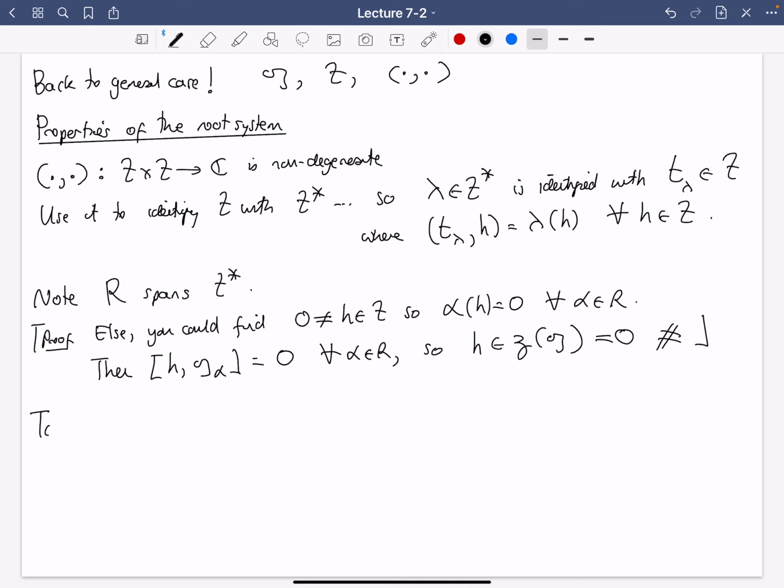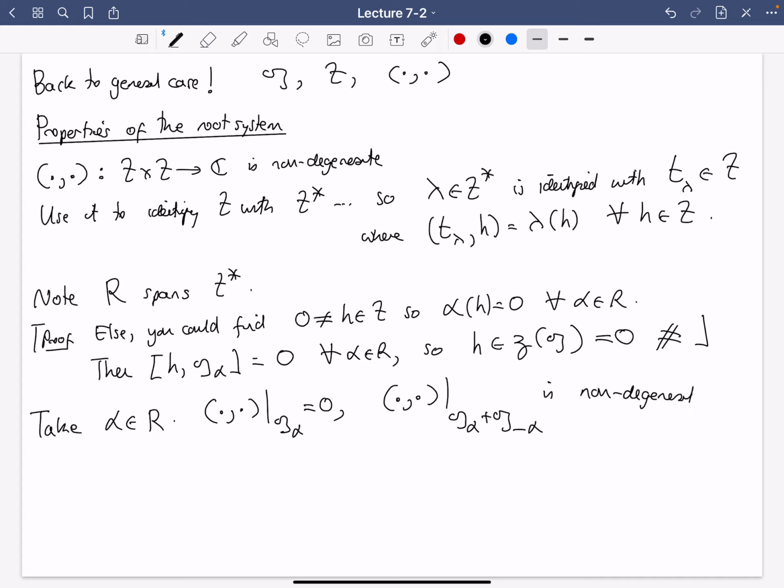Great. So now I'm going to take a root alpha. The restriction of this form down to G alpha is 0, but the restriction of this form, I should write G alpha cross G alpha. Well, I'm just going to write it like that. That's good enough. The restriction of this form down to G alpha plus G minus alpha is non-degenerate. So this shows that minus alpha also belongs to R.